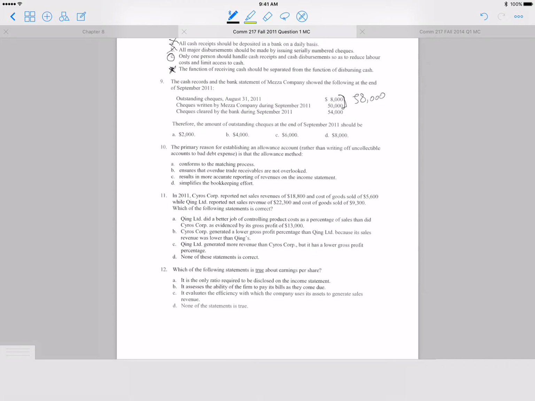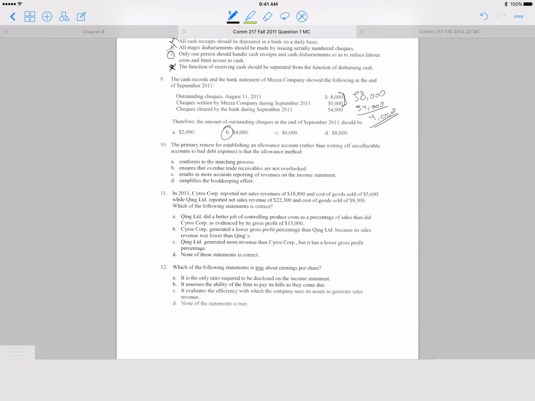So the question asks the amount of outstanding checks at the end of September 2011. So all you do is you take the amount of outstanding checks the company has, and you take the difference of how much the bank cleared, and you get 4,000 as your answer. And the answer is B.